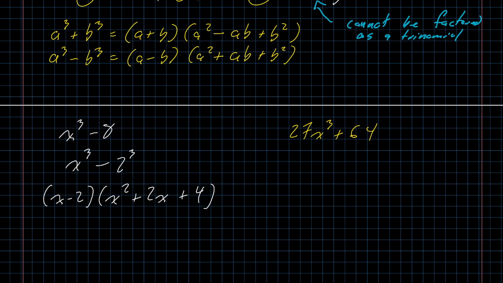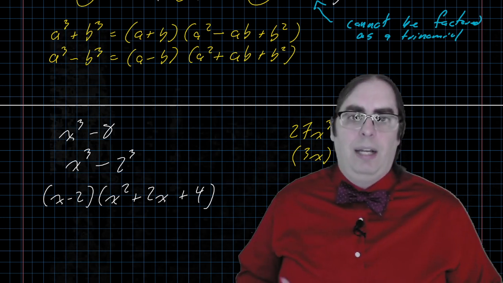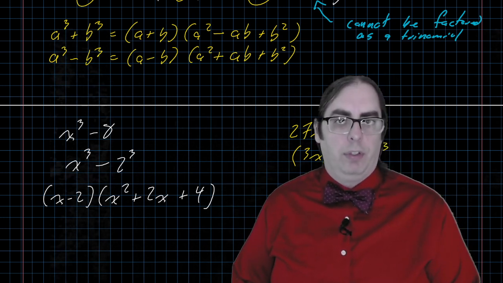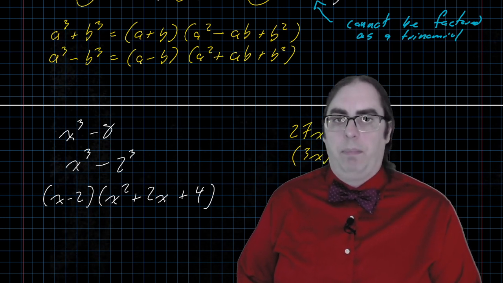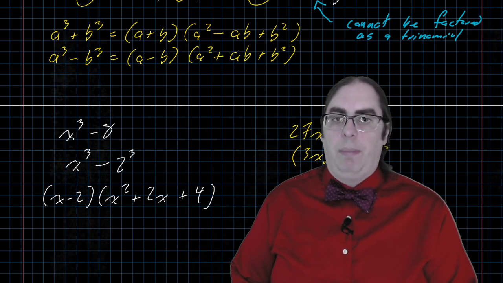If I have 27x cubed plus 64, well, 27x cubed is 3x, the whole thing cubed. 64 is 4 cubed. How do I know this? Oh, off to the side, where you can't see it, I wrote down the list of all of the perfect squares and perfect cubes. Well, not all of them, but a couple of them. I literally just grabbed my calculator.